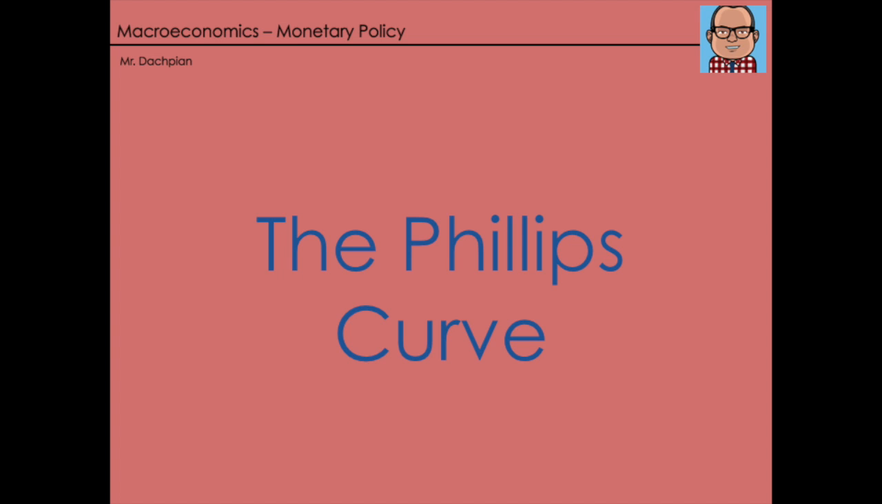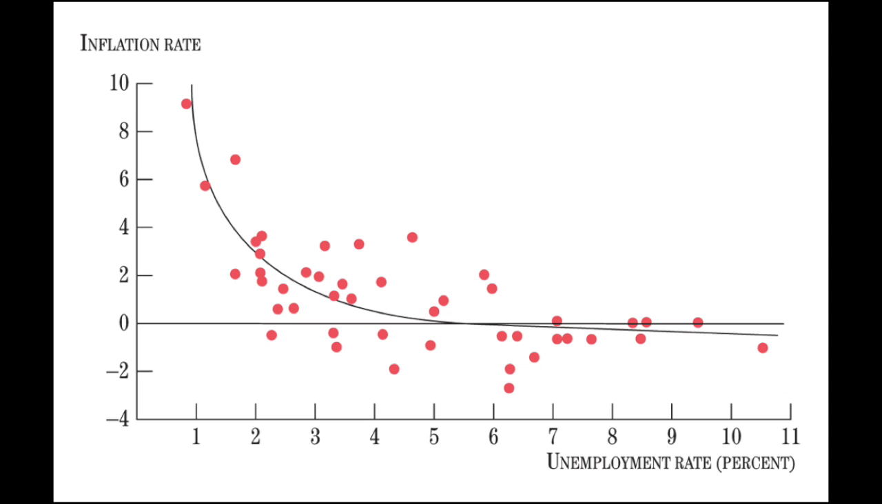The Phillips curve is an observation that inflation and unemployment are negatively correlated. The Phillips curve is named after A.W. Phillips, an economist who first documented this correlation in British data from 1861 to 1957. Here is an illustration of a replica of the Phillips curve.